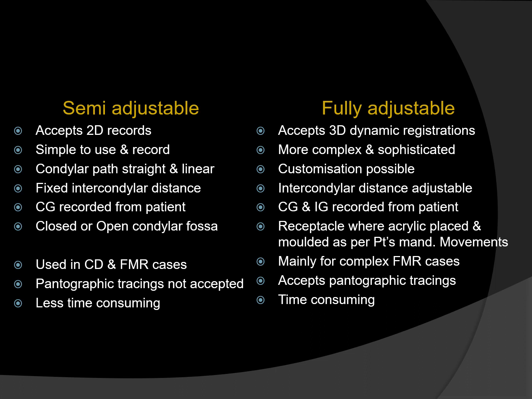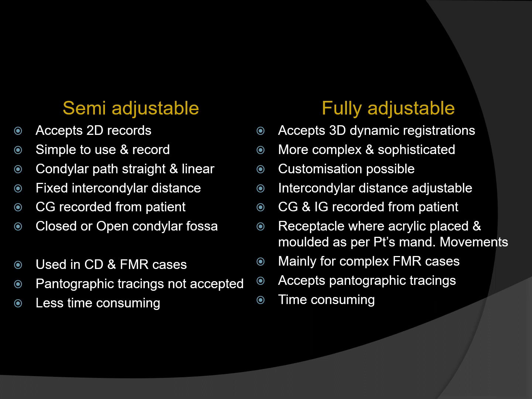We know that fully adjustable articulator accepts three-dimensional dynamic registration as compared to semi-adjustable articulator that accepts only in two dimensions. And semi-adjustable articulators are simple to use and record when compared to fully adjustable, which are more complex and sophisticated. The condylar path is straight and linear in semi-adjustable, whereas customization of condylar path as well as intercondylar distance is also possible in fully adjustable. And the condylar guidance is programmed from protrusive and lateral records obtained from the patient in semi-adjustable, whereas in fully adjustable, both condylar guidance and incisal guidance are recorded from the patient.